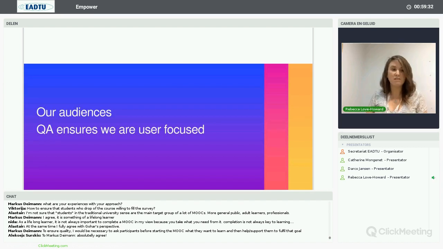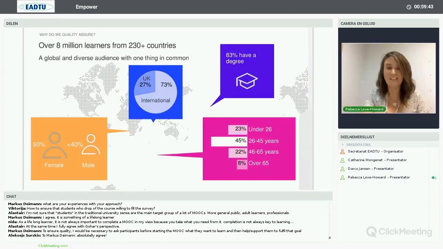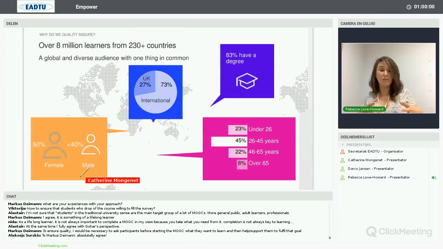So firstly, our audience, which is obviously a huge consideration. Like every good startup and business, we ensure that we're user focused. So who is this audience of 8.25 million people? They are broad, is the answer. They are from 230 plus countries, which is very exciting in terms of our reach. They're also 60% female, which is quite unusual for a MOOC platform.